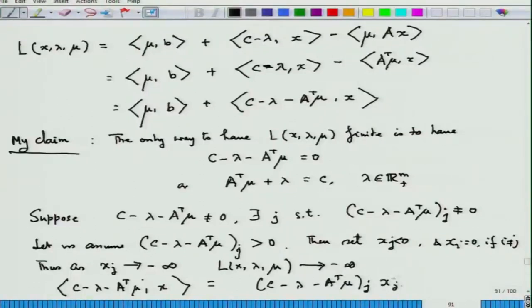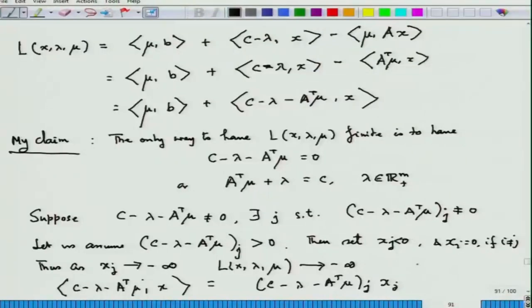Now, suppose x j is negative and this is positive, then this will be negative. So, I can make x j go down, down as much as I like, and so this whole thing would go towards minus infinity. So, this infimum will not have a finite value. Which means, a similar argument can be said, if this is strictly less than 0, then you can put x j to be strictly bigger than 0 and go ahead.